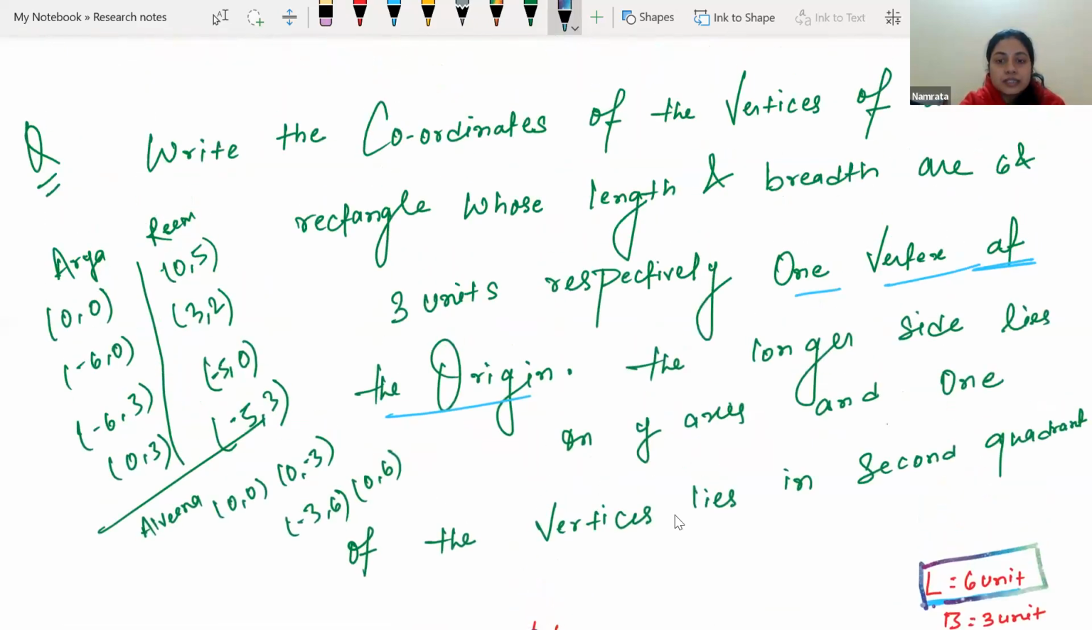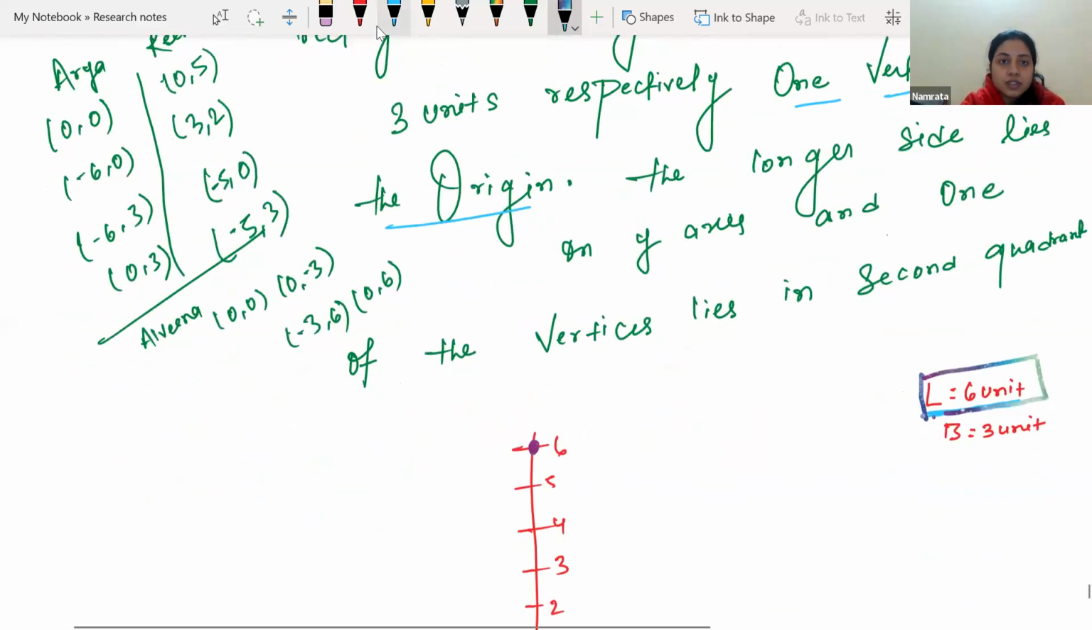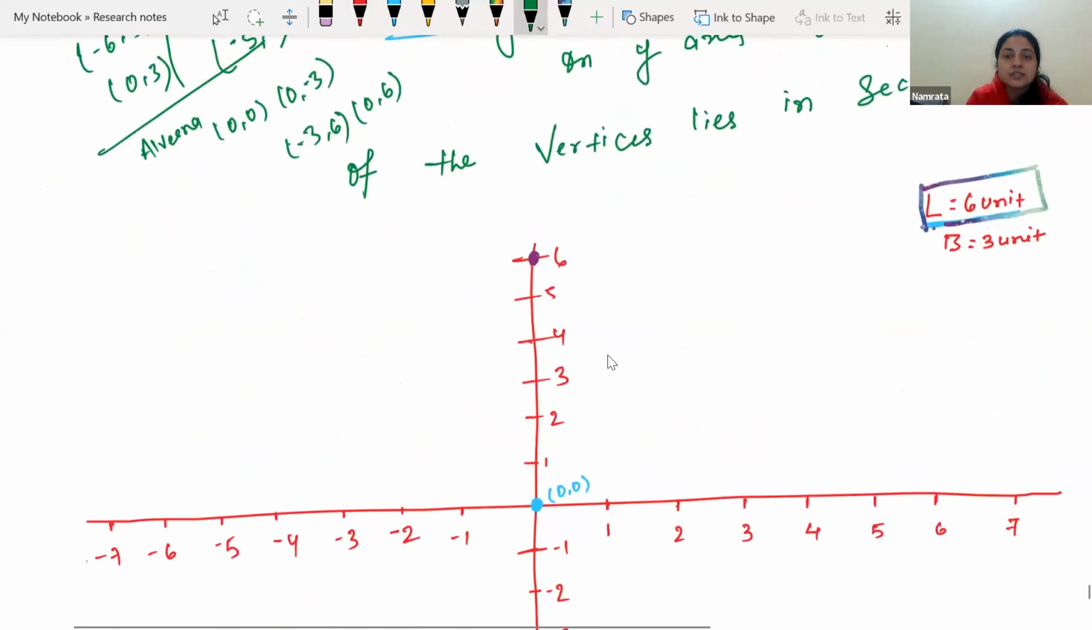And one of the vertices lies in the second quadrant. This is the first quadrant, this is the second quadrant, this is the third quadrant, and this is the fourth quadrant. When we were discussing the concepts in the coordinate geometry chapter, we also discussed how to name the quadrants, which one is first, second, third, and fourth.